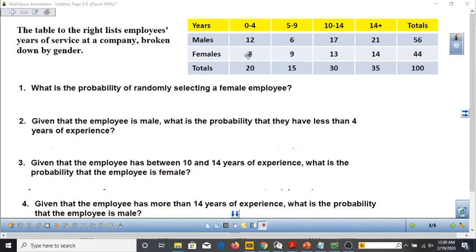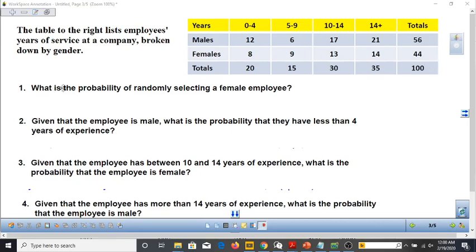Then we look at females. 8 females are 0 to 4 years, 9 females are 5 to 9 years, 13 females are 10 to 14 years, and 14 females are more than 14 years. When you add those up, we have 8 plus 9 is 17, plus 13 is 30, plus 14 is 44. So we have 44 females in all, and when we add those up, we have 100 people. We have 20 people in all with 0 to 4 years, 15 people serving 5 to 9 years, 30 people serving 10 to 14 years, and 35 people serving more than 14 years. You add all of those up, you get 100. So we know the total number of people is 100.